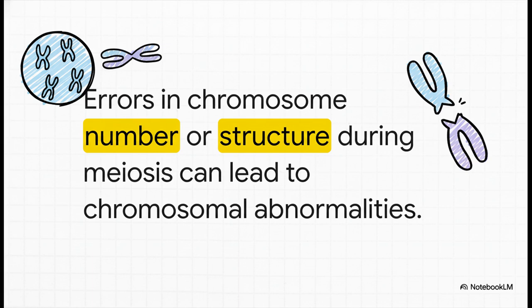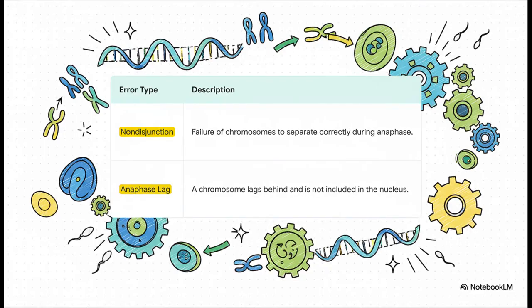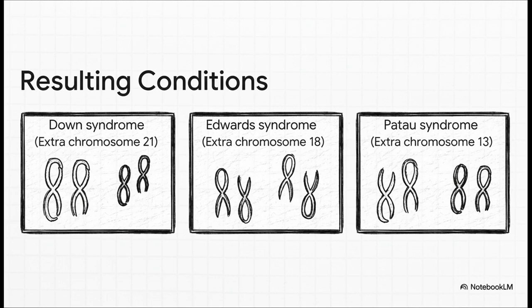or put together incorrectly. So the most common issue is having the wrong number of chromosomes, and this usually happens in one of two ways. First, you've got nondisjunction. That's a fancy word for when the chromosomes just fail to separate correctly during anaphase, that pulling apart stage. Or you can have what's called anaphase lag, which is pretty much what it sounds like. A chromosome just lags behind, gets left out, and doesn't get included in the new cell.